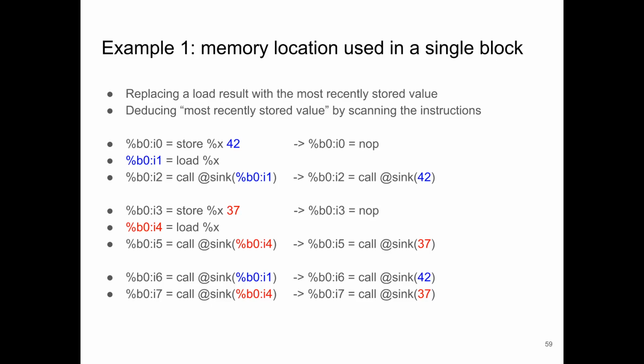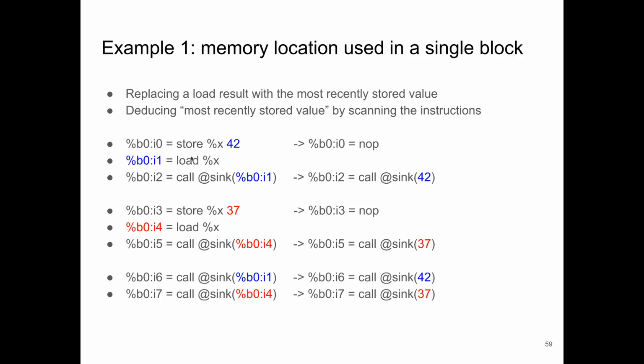But in the full IR, every value is annotated with types to make explicit the type of each component of this IR. Here we omitted a few of them. Anyway, at the beginning of this block, 42 is stored to x. x is a pointer to an integer, which is a local variable. And then in the next instruction, it is loaded, and the load result is stored in this register, the i1 here.